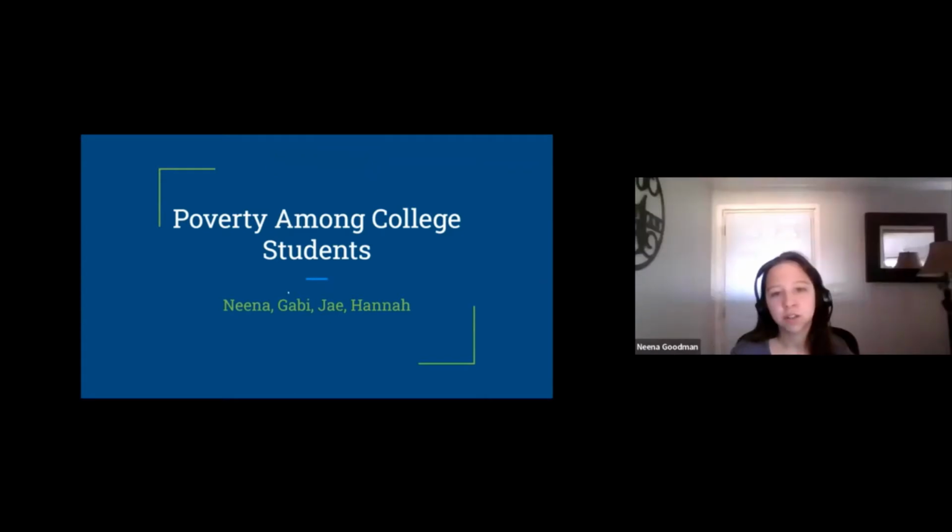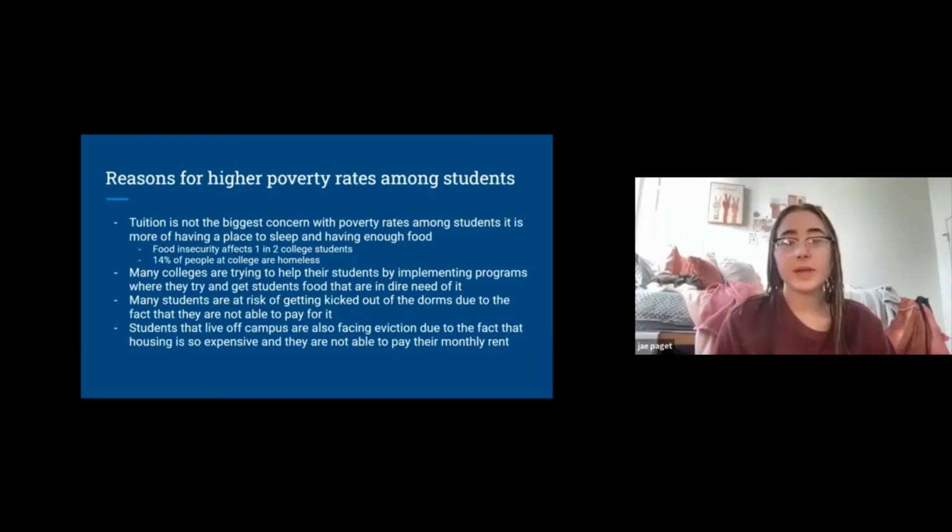Poverty Amongst College Students, brought to you by Nina, Jay, Gabby, and Hannah. There are many reasons why there's higher poverty rates among students. Tuition is not the biggest concern with poverty rates among college students. It's more of having a place to sleep and not having enough food to eat. Food insecurity affects 1 in 2 college students, and 14% of people at college are homeless.